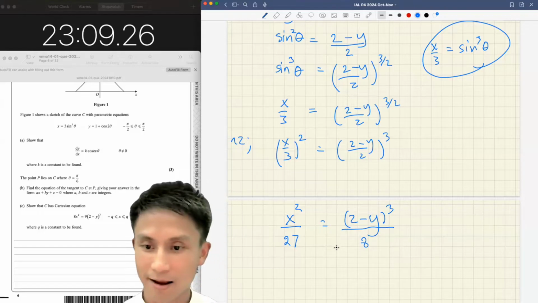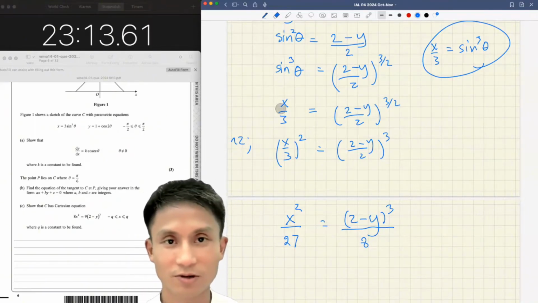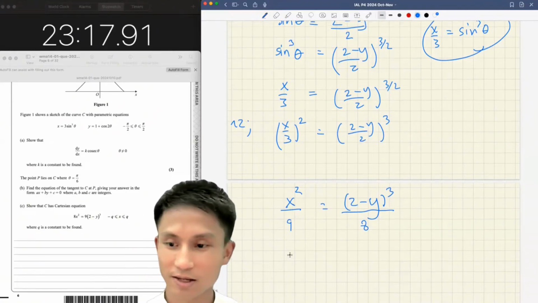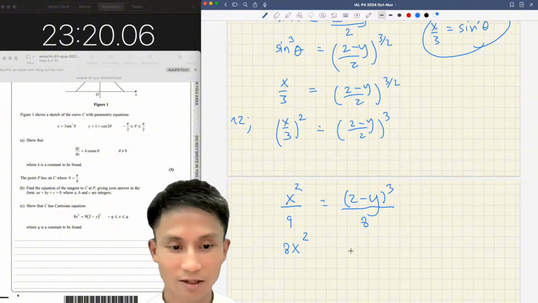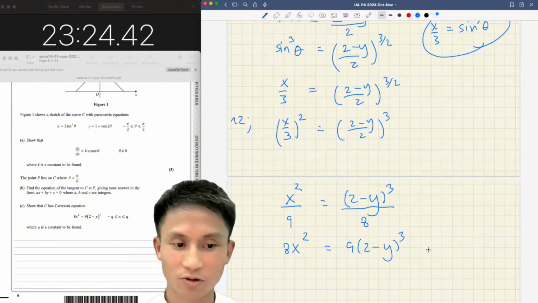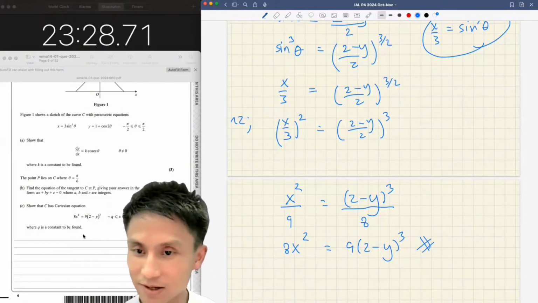Yeah? Ooh, so I don't have a 9 there. Oh, sorry, this is a 9. My bad. It's just square, not cube. Okay, almost. So 8x squared here, and 9 times (2 minus y) cubed. So that is as required. Okay, so I think that's it.